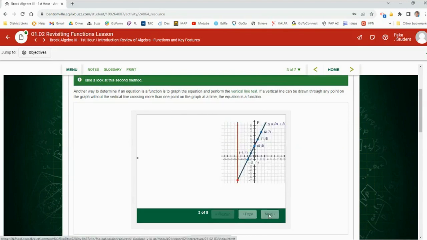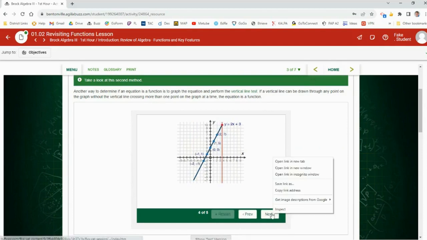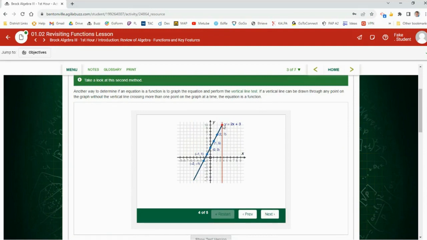So let's make a vertical line. See, the red line is a vertical line. When we draw that vertical line, it only touched the graph in one place, way down at -7. Let's move it to the right, it still only touches in one place. Anywhere along that we move that vertical line, it's only going to touch that graph in one point. So that means it is a function.